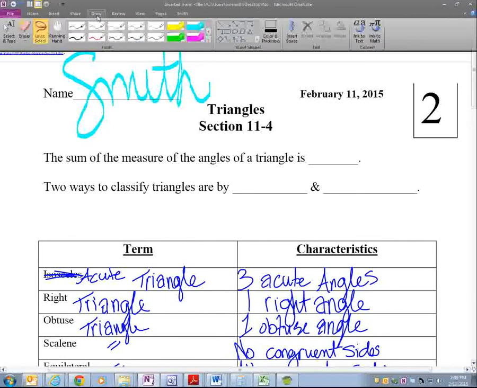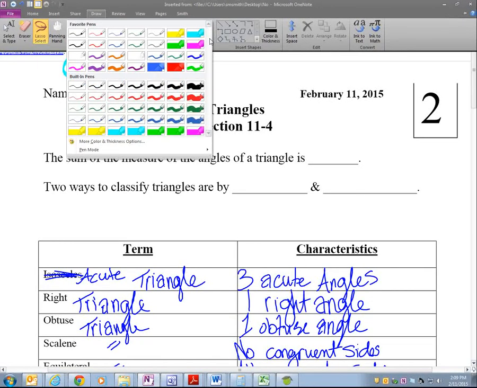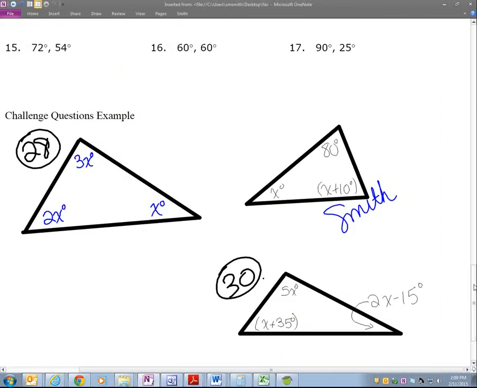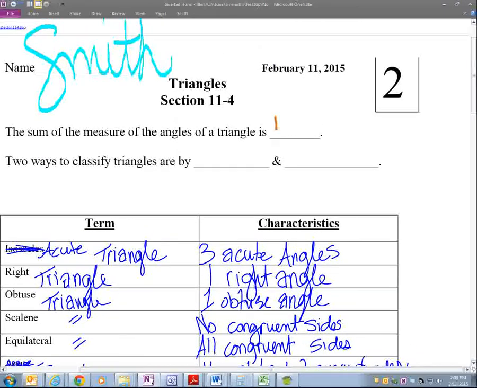If I can get the pen out. Thank you. It was the eraser.